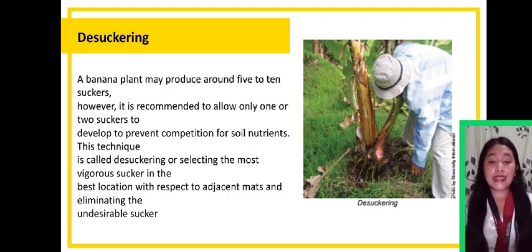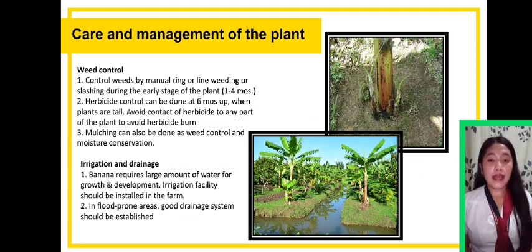Desuckering is a common practice in banana cultivation. It involves removing suckers or shoots that grow from the base of the banana plants. The benefits of desuckering: it promotes fruiting, improves air circulation, and enhances plant management. Care and management of plants.